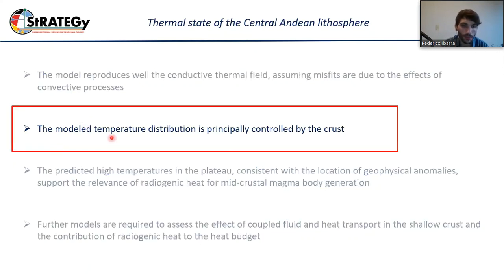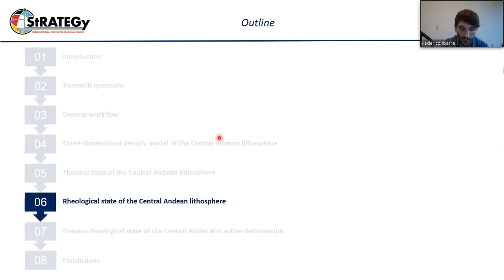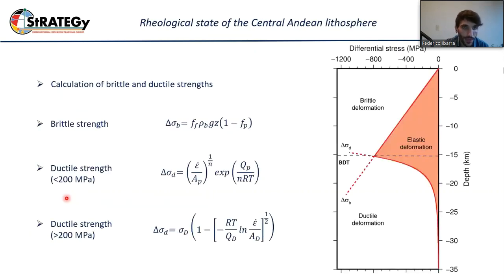The most important outcome to keep in mind for the following sections is that the model temperature distribution is principally controlled by the crust. And to address the rheological state of the lithosphere in the central Andes, the distribution of strength was modeled based on the thermal and density models, considering brittle and ductile deformation mechanisms.